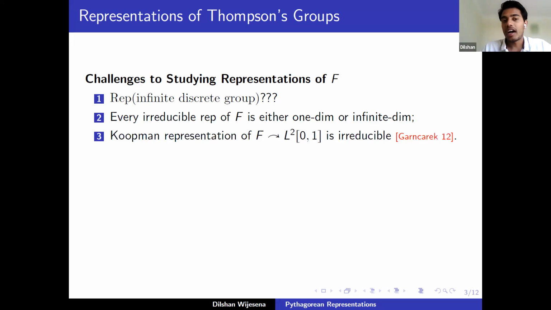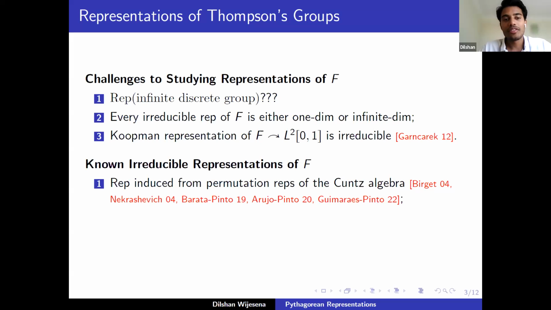And just to give an indication of how difficult it can be, the Koopman representation associated to the natural action of F on a unit interval, which is a classical representation that you can define for any group with a nice action on a measurable set, okay? This representation was only shown to be irreducible in 2012 by Cuntz. That's quite remarkable if you think about it. It took nearly 50 years for a proof to show that this quite well known representation is irreducible. So these are quite difficult questions to try to answer.